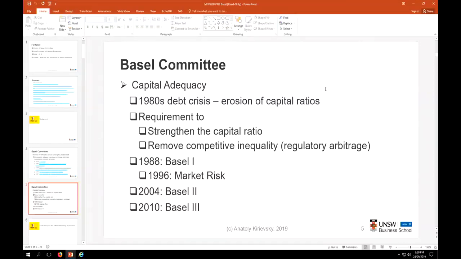So, let's go to a very basic example that drives the entire capital adequacy issue. Let's say we have two banks operating in two countries. They both want to give a $100 loan to a company. So there's a company that wants to borrow $100.